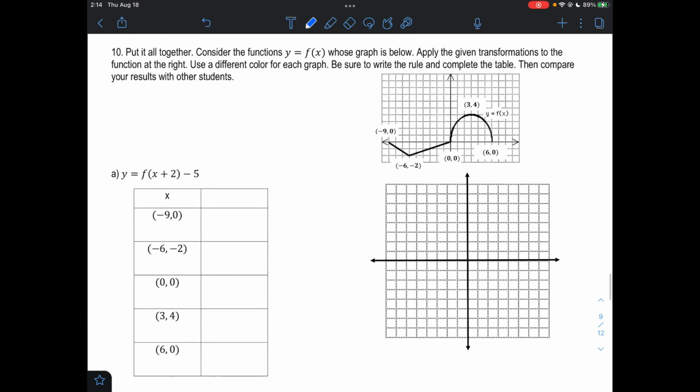All right, so let's try some problems here. We have this weird looking function over here that kind of looks like 2 line segments in a semicircle. Consider the function f of x whose graph is below. Apply the given transformations to the function at the right. Use a different color for each graph, and be sure to write the rule and complete the table. Then compare your results with other students. All right, so we have this graph here, and we have 2 transformations being taken place here. One is going to be a shift left 2 and a shift down 5.